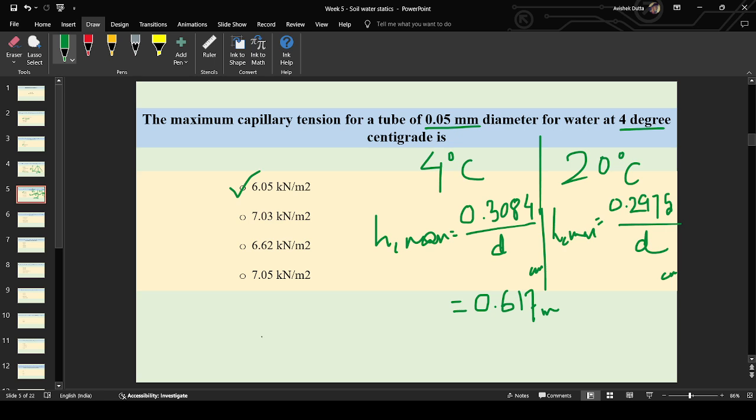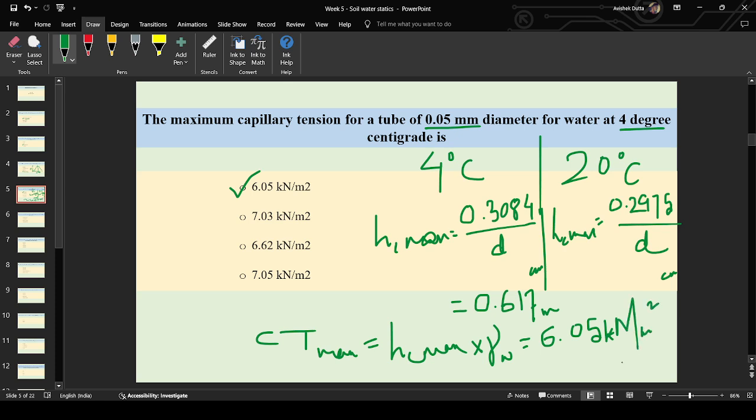Now the maximum value of capillary tension. The maximum value of capillary tension will be HC max into gamma W. Gamma W I have told you to take as 9.81. So the value will be approximately 6.05 kilonewton per meter square. Okay, is it clear?